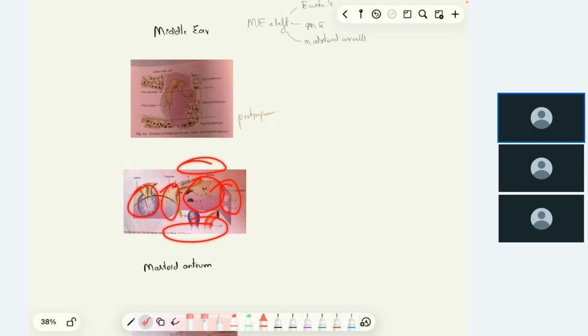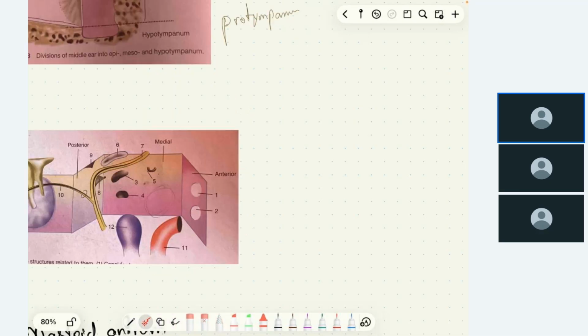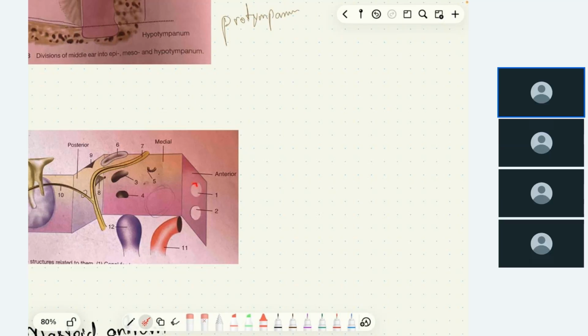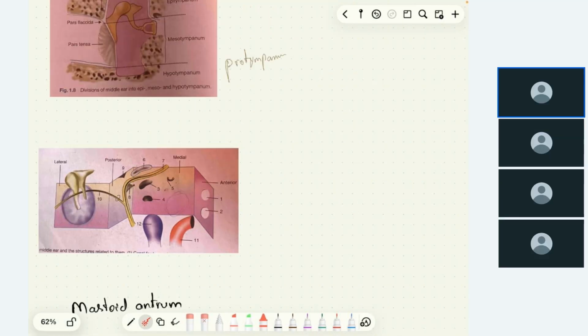Now, what are the things that we see in the anterior wall? The anterior wall has a thin plate of bone which separates the middle ear from the internal carotid artery. Very, very important. It has two openings, the lower one for the eustachian tube and the upper one for the tensor tympani muscle, which goes and attaches to the lateral process of malleus.